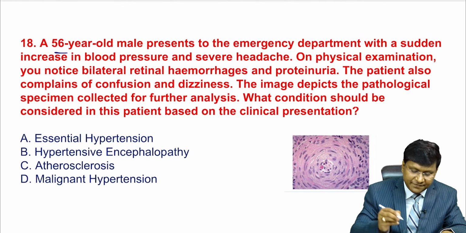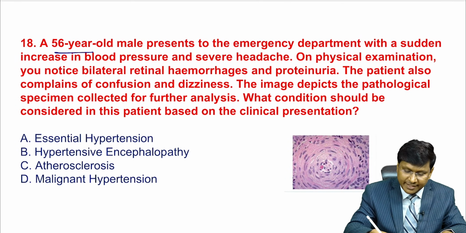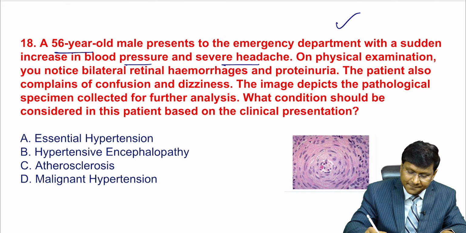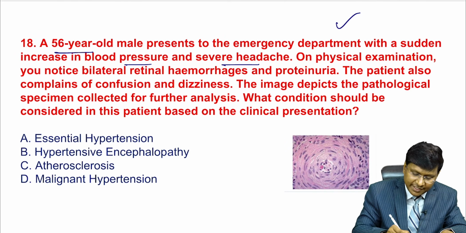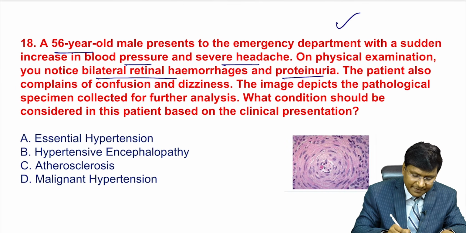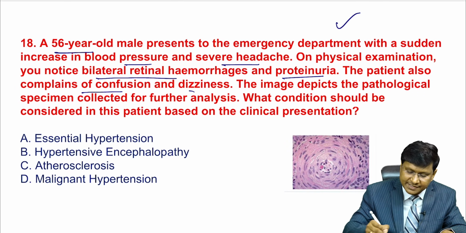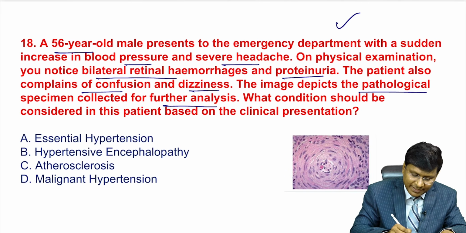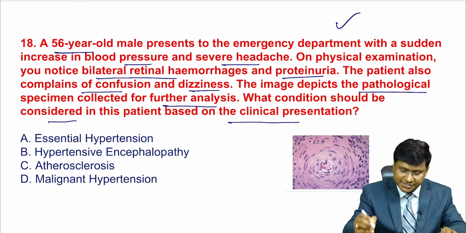So we have a 56-year-old male who presents to the emergency department with sudden increase in blood pressure and severe headache. On physical examination, you notice bilateral retinal hemorrhage and proteinuria. The patient also complains of confusion and dizziness. The image depicts the pathological specimen collected for further analysis. What condition should be considered in this patient based on the clinical presentation?